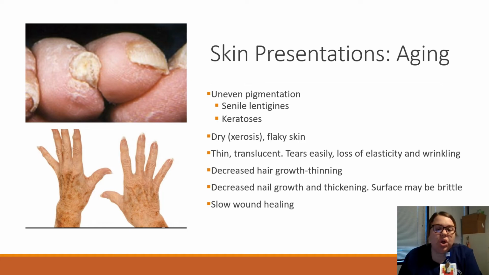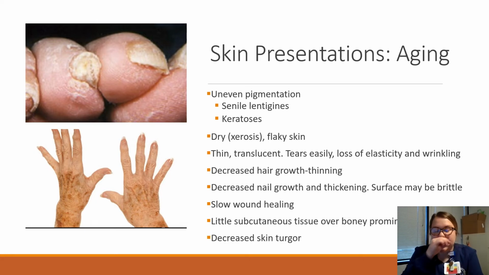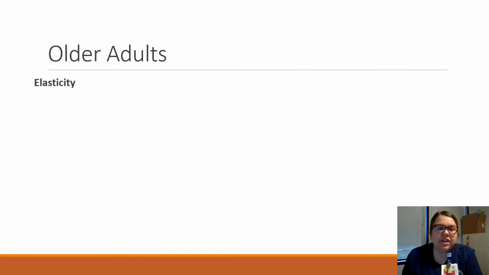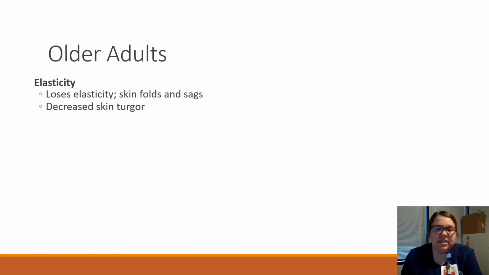They have slow wound healing. So when they get those skin tears, it may take months for it to finally heal. They have little subcutaneous tissue over the bony prominences that will help protect them. And they have a decreased skin turgor like we've talked about. So again, older adults, they have a loss of elasticity. The skin folds and sags. Decreased skin turgor could just be due to age. And the best spot for that is the clavicle.